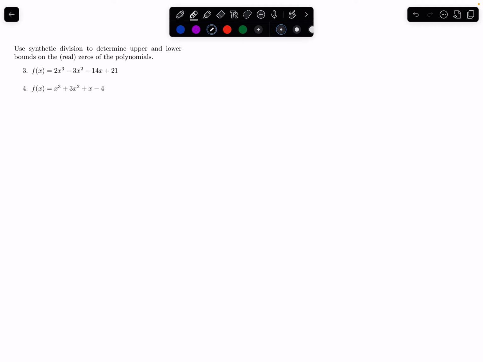Okay, here we go. Use synthetic division to determine upper and lower bounds on the real zeros of the polynomial. And real here because, like I said, we're just talking about real numbers. In the next video, we'll introduce complex zeros.